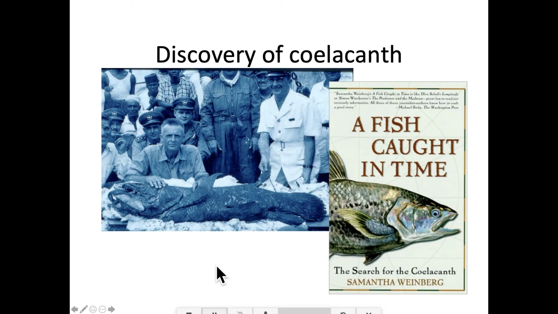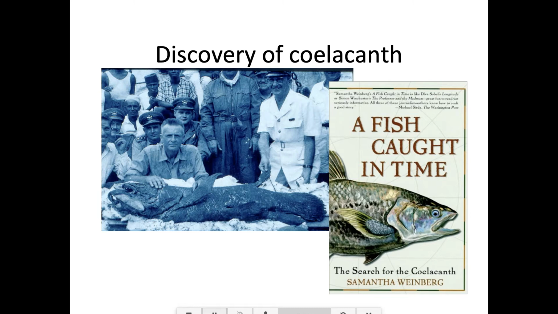The discovery of the coelacanth was quite unique. It was believed to be extinct for 66 million years, completely disappeared from the fossil record. But then it was found in 1938. It was a big discovery at the time because it was thought to be the missing link between fish and tetrapods. While that's no longer the best supported hypothesis, this is still a very interesting discovery and a very cool fish.